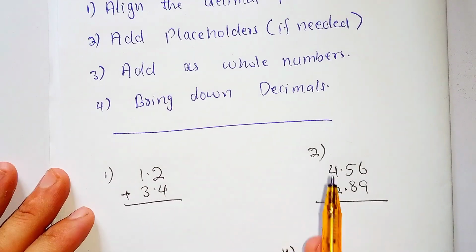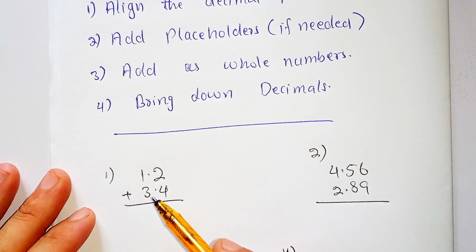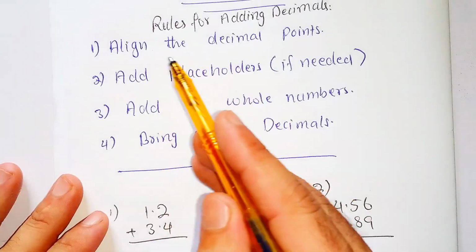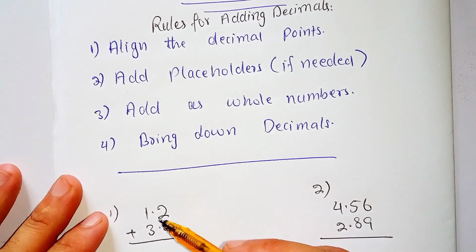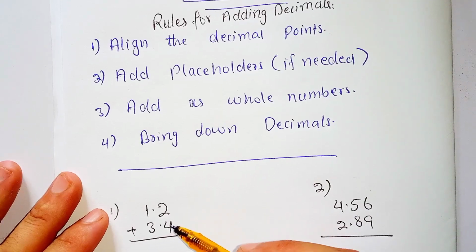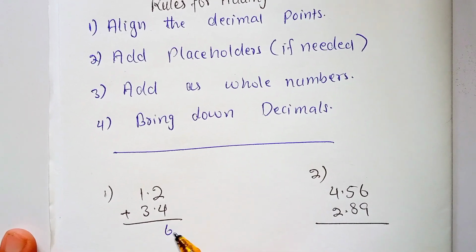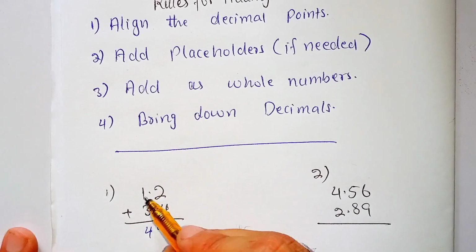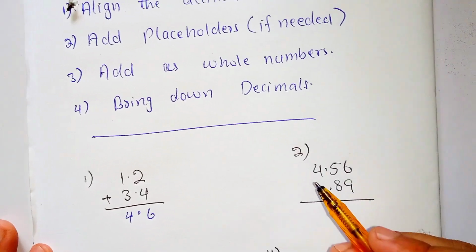So there are certain examples that we have to solve. For example, 1.2 plus 3.4. So according to the first rule, we have to align the decimals. Means to align the decimal point in 1.2 plus 3.4. So 2 plus 4 is 6. Write the decimal point and 1 plus 3 is 4. So 1.2 plus 3.4 is equal to 4.6.